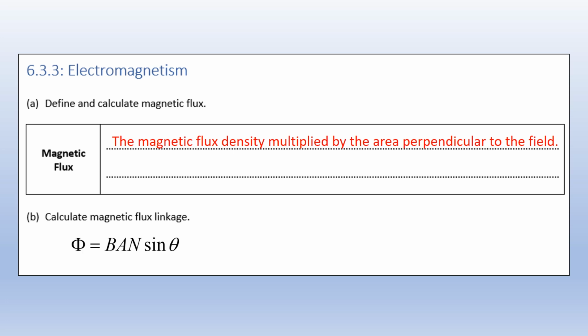Flux linkage is when we don't just have one coil, for example, we have multiple coils. So flux is just for one conductor, flux linkage is for N conductors. That's where the N comes from. And the sine theta is in there to calculate the area perpendicular to the field. So theta is the angle between the field lines and the area that you're interested in.